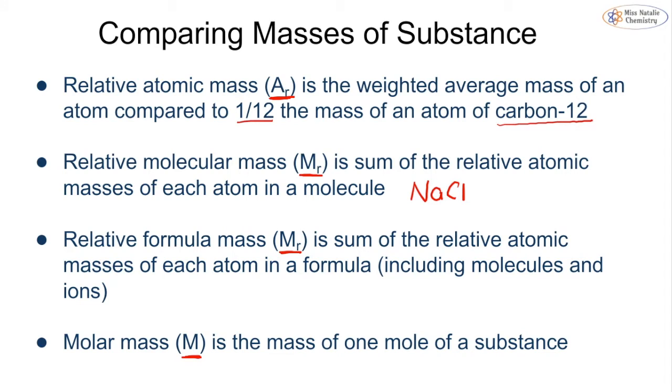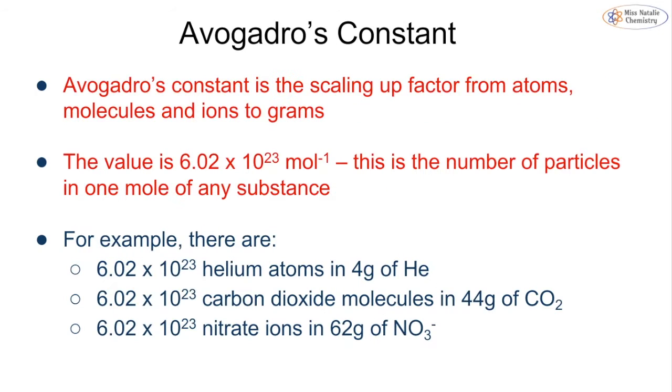So you should have learned at GCSE how to calculate these using isotopes, and you also discussed that in topic 2, so we're not going to go into too much detail about this at the moment. What we are going to look at is something called Avogadro's constant. Now, Avogadro's constant is how we scale up from atoms, molecules, and ions up to grams.